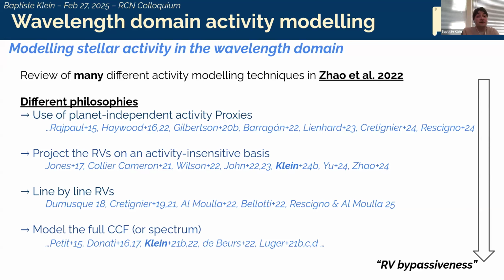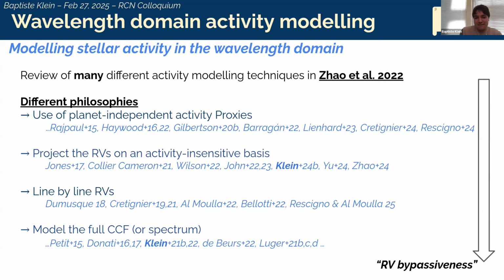The first type of philosophy is to continue modeling the signal with a GP, but use other indicators that I derive from the spectra, for example chromospheric emission and magnetic field, and inject them into a multidimensional Gaussian process. So we're still very close to the RV. Then we can go a bit further: I will use my spectrum and define a basis that is insensitive to the activity, and that will leave my planetary signature with much less noise than when there is activity. So it filters by a projection of the RV.